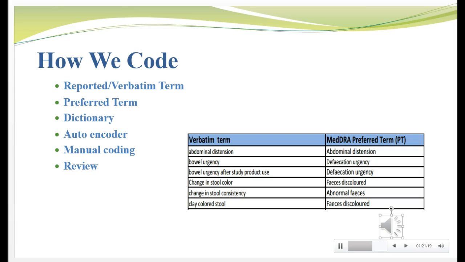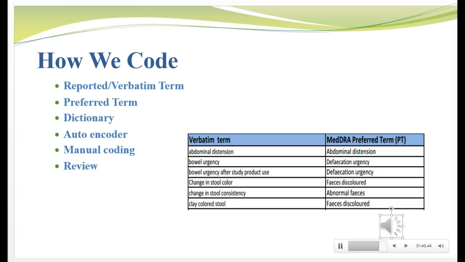They manually assign a code and plug that back into the autoencoder, and you just continue running listings throughout the life of the trial. When you get towards the end of the trial, you have somebody with a medical background who will come in and do a medical review to make sure that they look at both the verbatim term and the preferred term, and make sure that you consistently map the verbatims to the preferred terms and that you did it correctly.